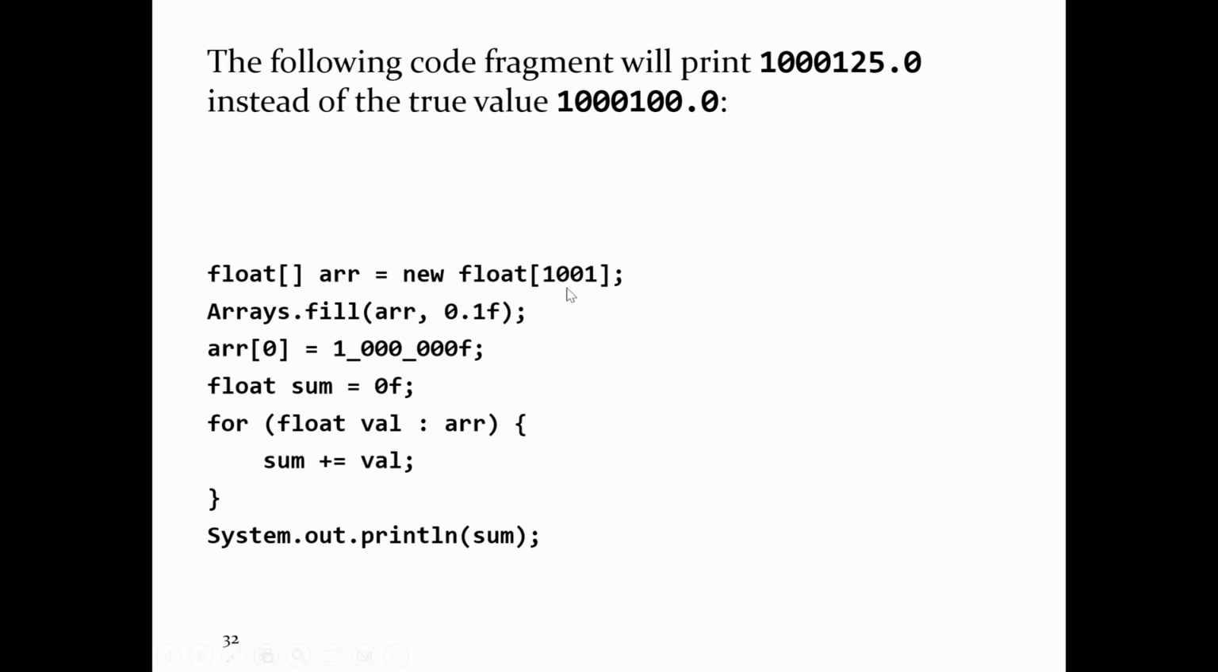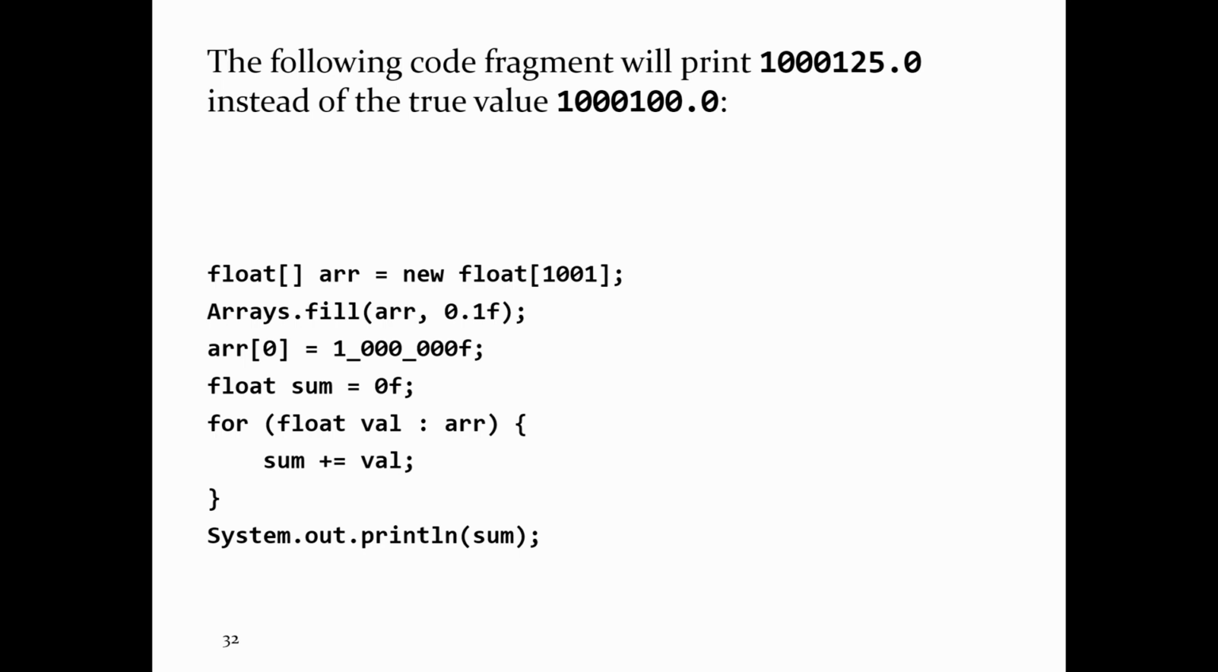Here I'm going to make an array. It's got 1,001 numbers in it, and I'm going to fill it with 0.1, so there's 1,001 of those. And if I sum them, you can easily compute that sum in your head. Sorry, I'm going to set the first value to 1 million, so I'm going to get rid of that one. What does that mean? I have 1,000 point ones.